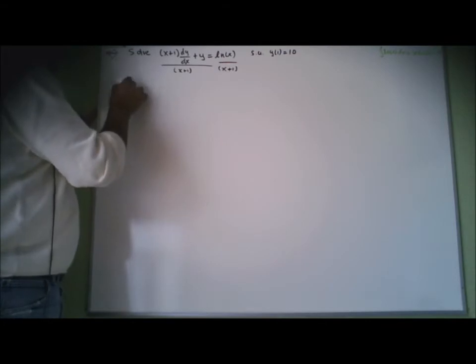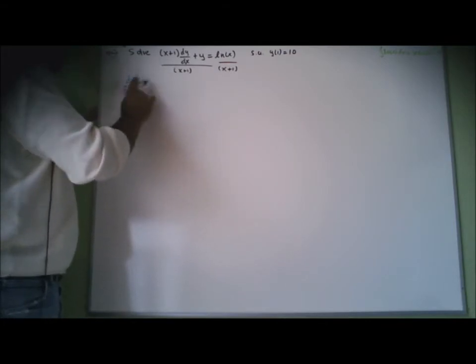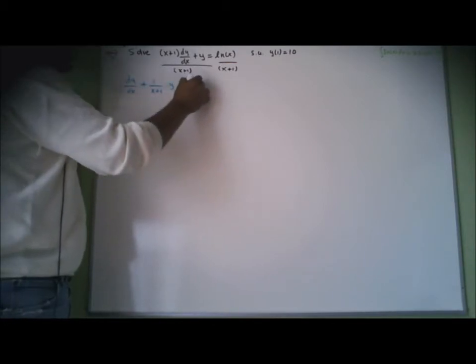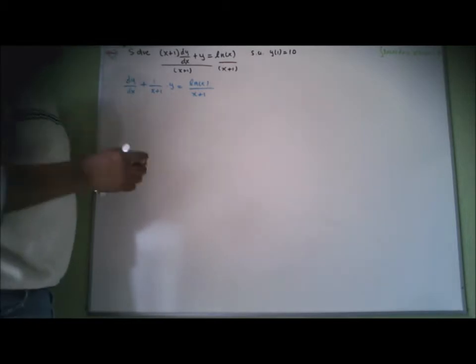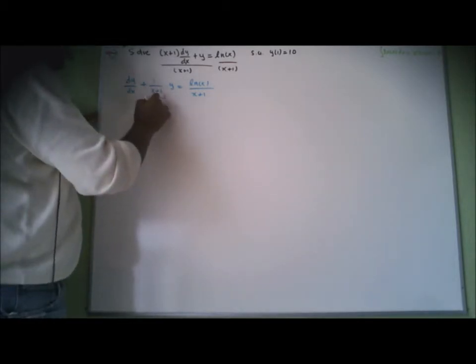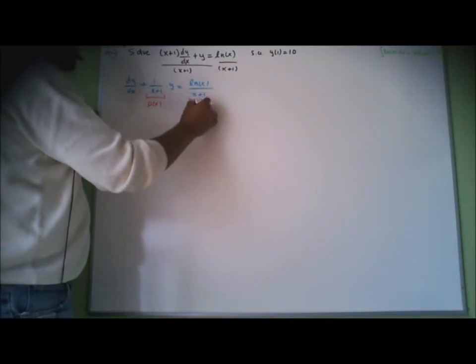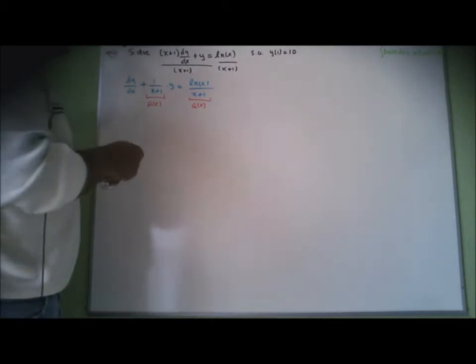So the result is something like this: the derivative of y with respect to x plus 1 over x plus 1 times y equals the natural log of x over x plus 1. From here we can check that this is p of x and this is q of x. Now, why do we need this shape? In order to calculate the integrating factor.